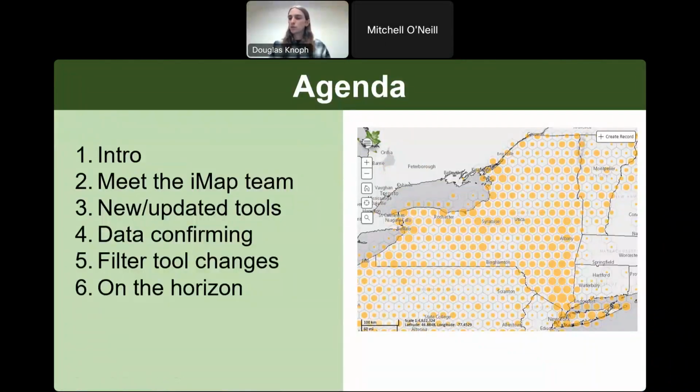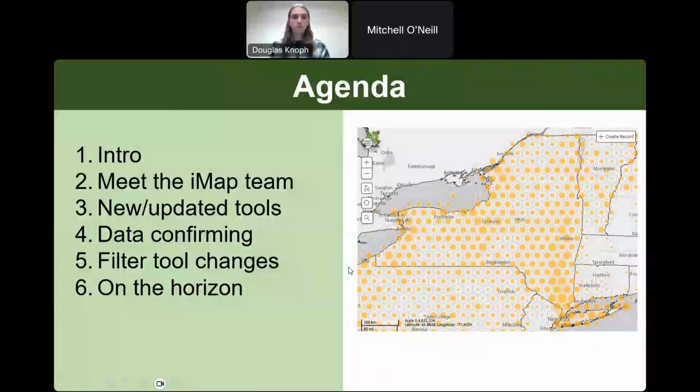So just to do a brief overview of how this is going to go today, we'll go through a brief introduction of iMapInvasives and the New York Natural Heritage Program, and we will go through the iMapInvasives team, who we have working here at New York iMapInvasives, new updates on our data analysis and data collection tools, changes to the data confirmation process, changes to our website interface and the filter tool, and then a little bit about what's on the horizon coming up in later updates for iMap.